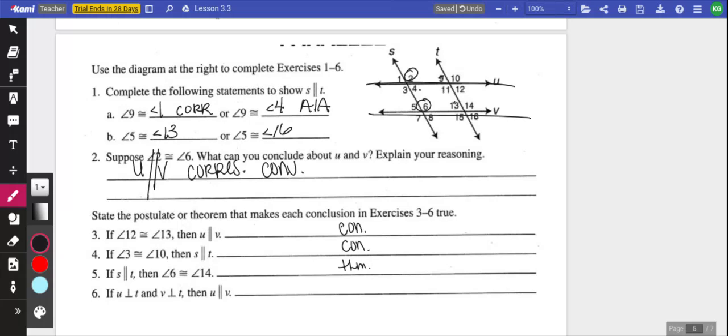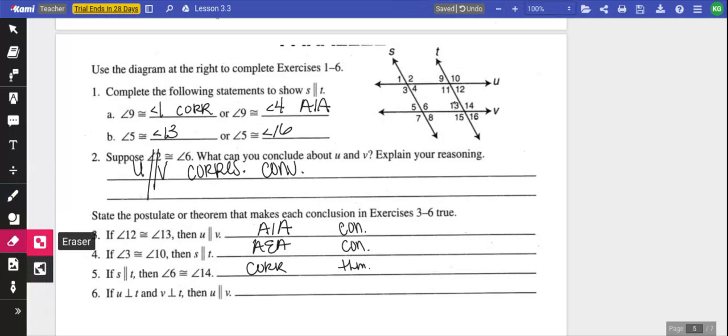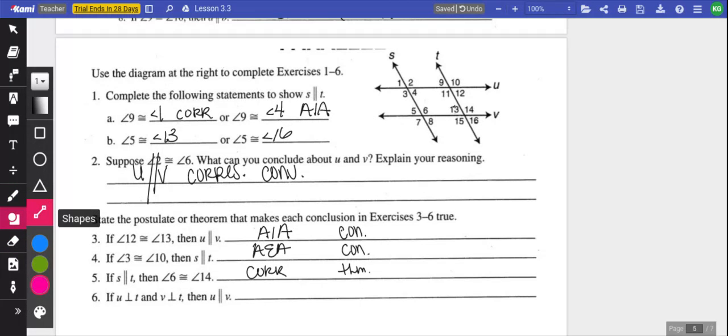So 12 to 13, AIA. 3 to 10, AEA. 6 to 14, corresponding. And the last one: if U is perpendicular to T and V is also perpendicular to T, then U and V are parallel. That is the definition of transversal.